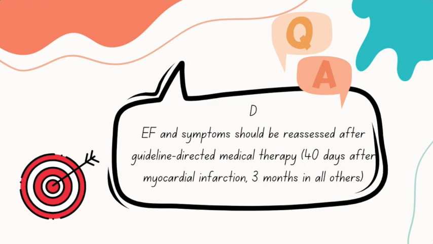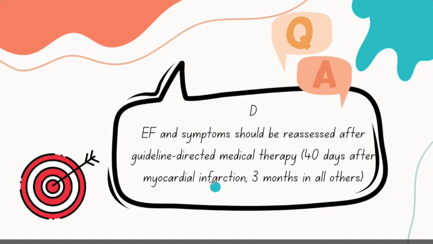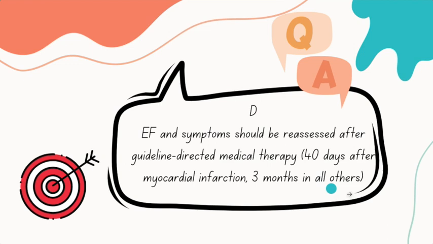Ejection fraction and symptoms should be reassessed after guideline-directed medical therapy, 40 days after the myocardial infarction. So you have to assess the ejection fraction 40 days after myocardial infarction and 3 months in all other causes.